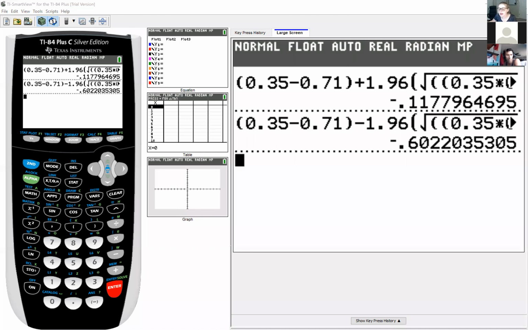Yes. I have just found that using more parentheses is always better, because sometimes your calculator, if you miss, let's say, the double parentheses here, it might literally do 0.35 times 0.65 divided by 34. So it's not dividing the whole thing by 34, it's only dividing the 0.65 by 34.